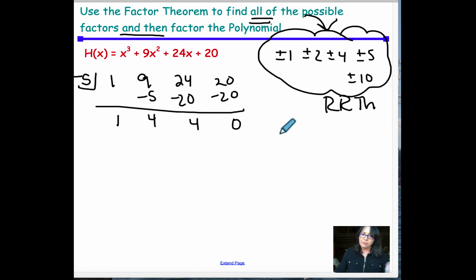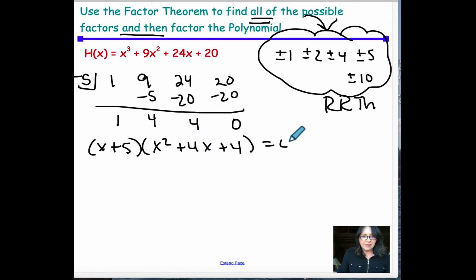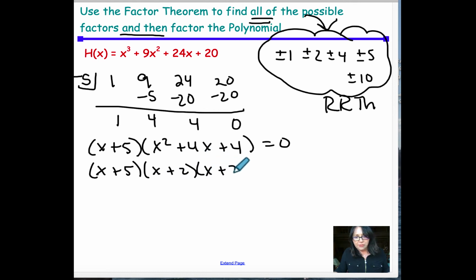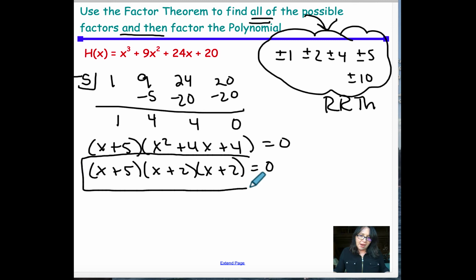It means that x plus 5 is a factor. So we're going to go x plus 5, like that, times what's left. So this is going to be 1x squared plus 4x plus 4. And setting these equal to 0, this is going to give me all the factors. So x plus 5, and then we have this, which is going to be x plus 2 times x plus 2, which is 2 plus 2 is 4, equals 0. And so what this means is that these right here are all my factors.